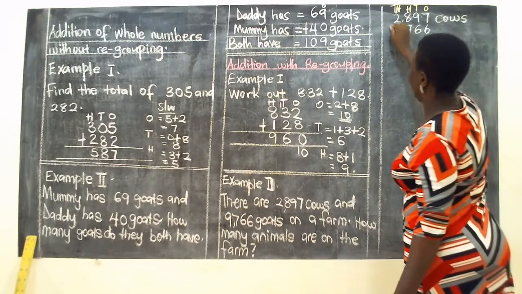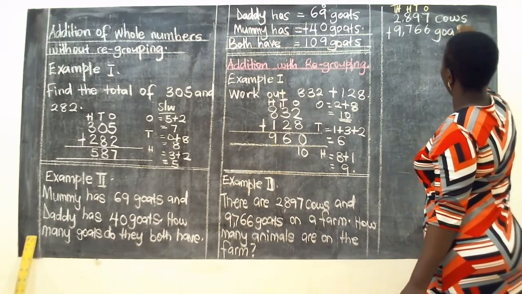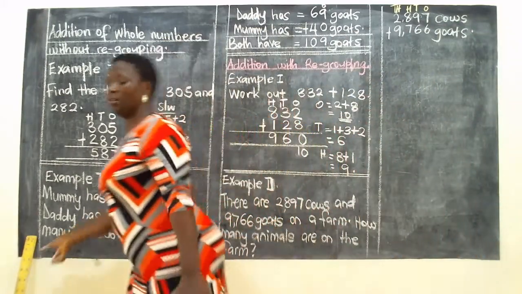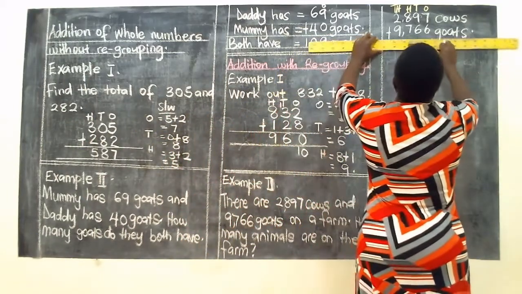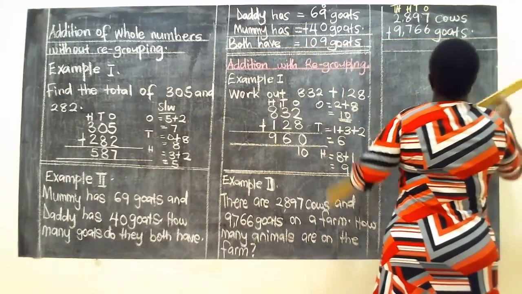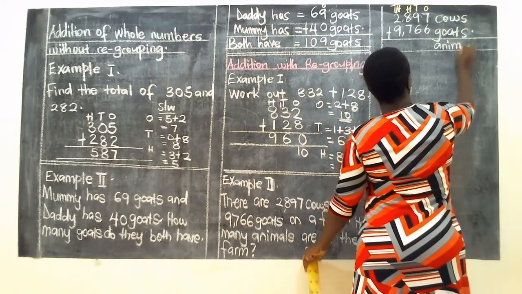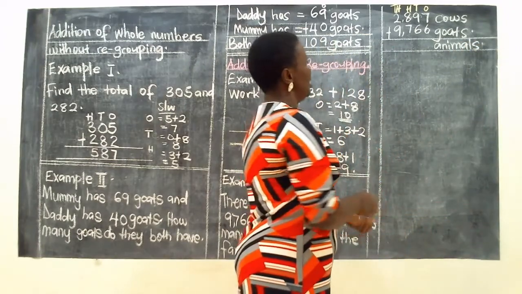The operation we are carrying out is addition. And these are goats. So we are going to add cows and goats. Don't tell me that we shall get the answer as goats. No. We shall get the answer as animals. So you can even write it there, animals, before you add. So we start adding.